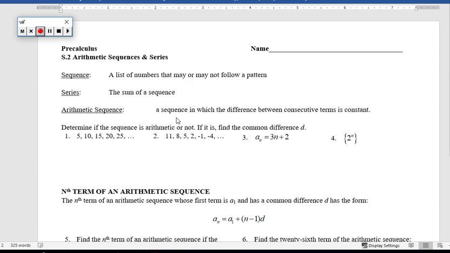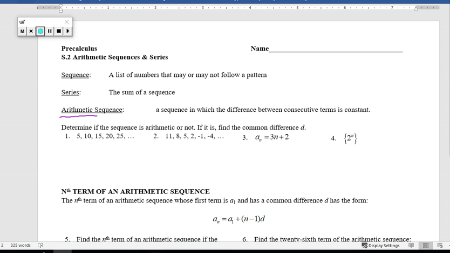Okay, we're going to start our second notes here on series and sequences. This time we're going to be talking about arithmetic series and sequences. Again, a sequence is just a list of numbers that may or may not follow a pattern. The series is the sum of that particular sequence, and an arithmetic sequence is one in which the difference is a consecutive constant. So basically we're adding or subtracting the same number.